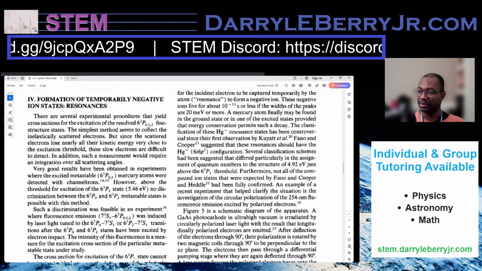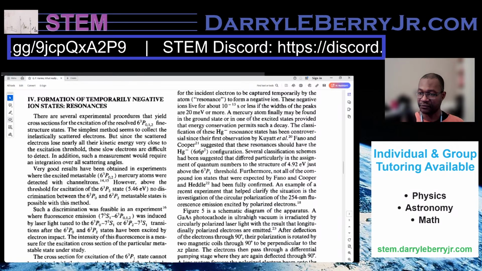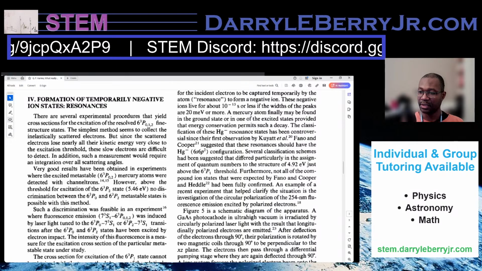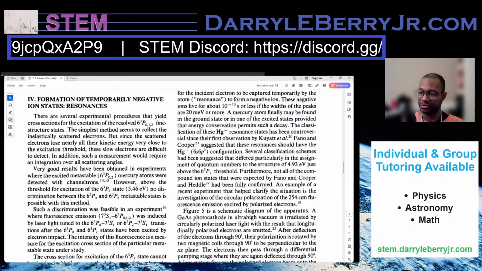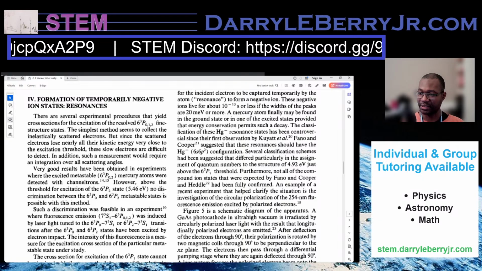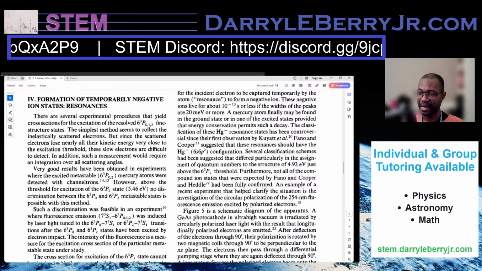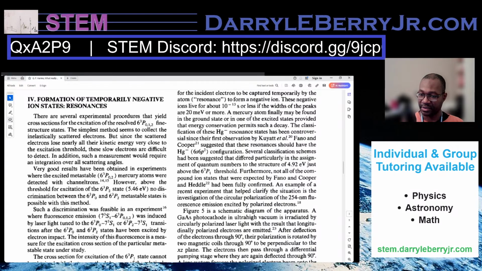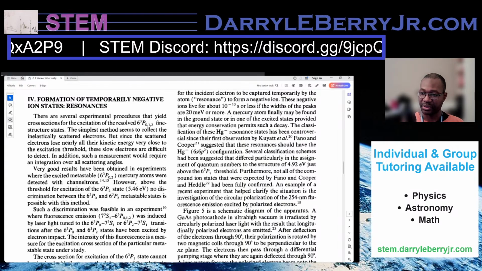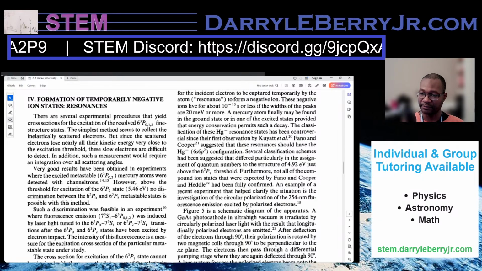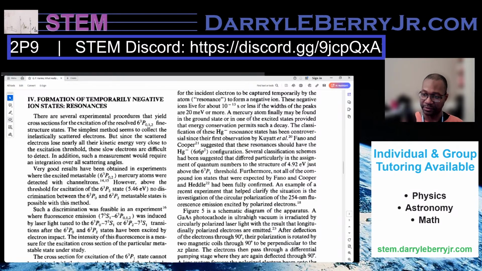There are several experimental procedures that yield cross sections for the excitation of the resolved 6,3P0,1,2 fine structure states. The simplest method seems to collect the inelastically scattered electrons, but since the scattered electrons lose nearly all their kinetic energy very close to the excitation threshold, these slow electrons are difficult to detect.